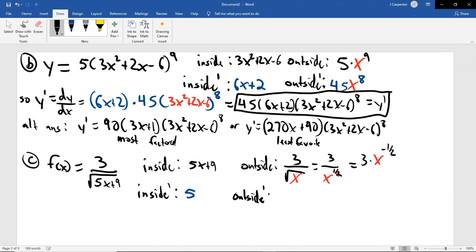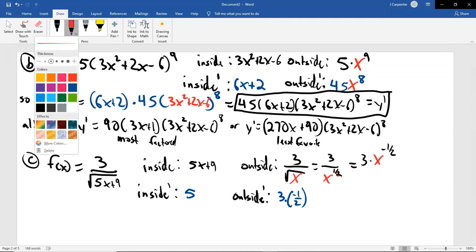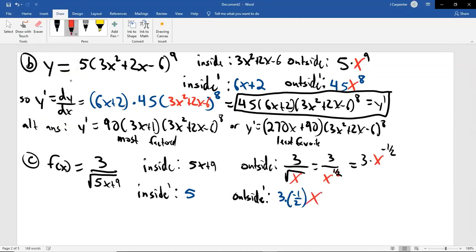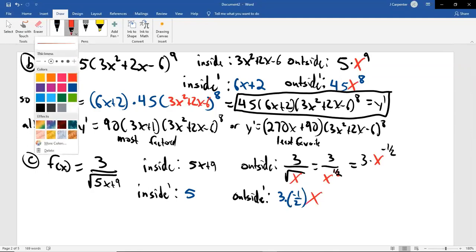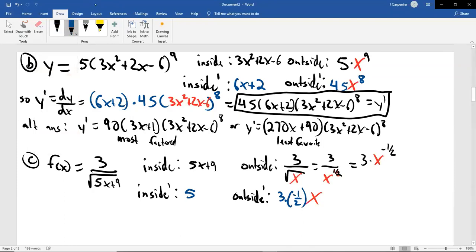The outside's derivative, and again, we'll keep that x red to represent the inside the whole time. We bring the negative 1/2 out front. So that's 3 times negative 1/2. You could put the negative 1/2 in front if you wanted. And then there's our red x representing the inside, and we're going to decrease its exponent by 1. And I've shown this before, negative 1/2 minus 1 is negative 3/2.